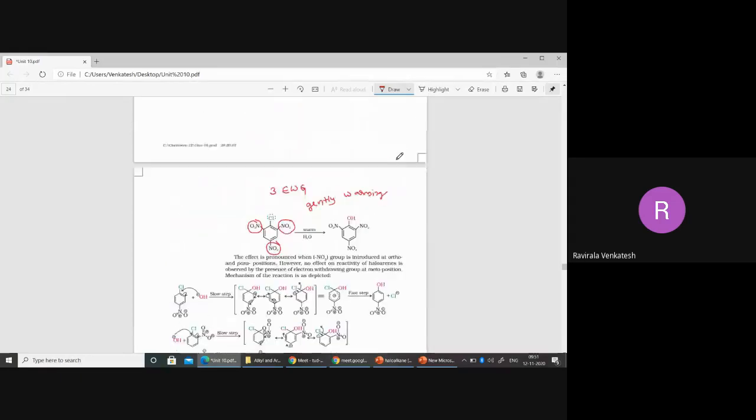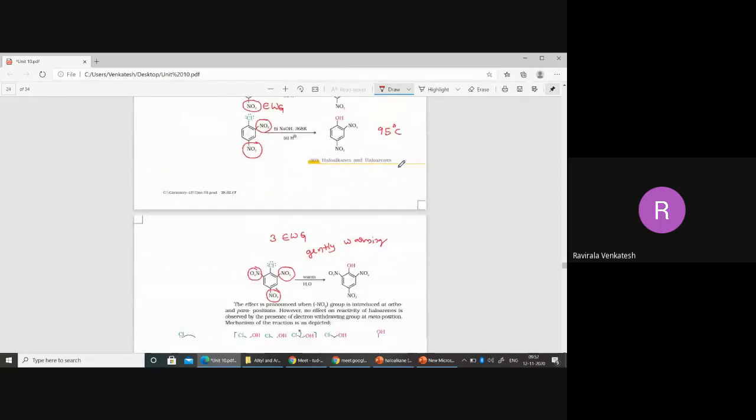Now, where we have to place electron withdrawing groups? That is important for us. When I write chlorobenzene like this, there will be three positions. One is the ortho position, the other is the meta position, and finally the para position. I am writing only one letter instead of wasting time.